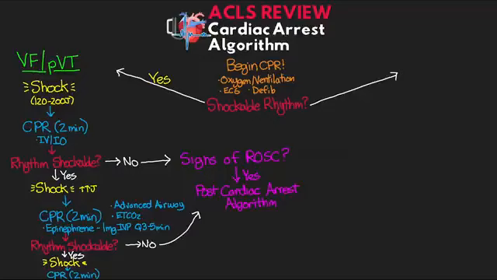So at this point here in the algorithm, we're actually going to want to give them a dose of amiodarone, and this dose is going to be 300 milligrams, again, IV push. And this is specifically for the first dose of amio. A second dose of amio can be given later on, and for the second dose, we would give them 150 milligrams.